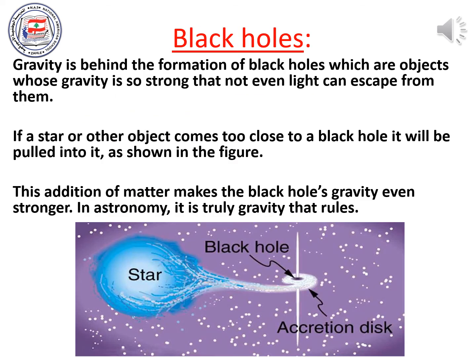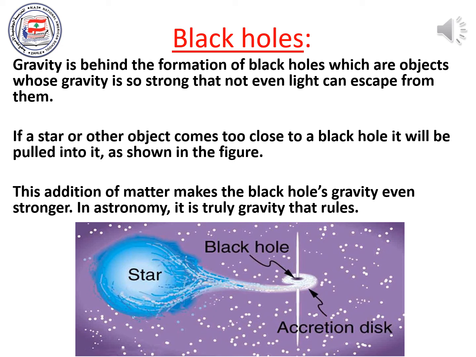Since we already stated that the gravitational force dominates in astronomical systems, we can talk about black holes, because black holes are a very important example for how gravity rules in astronomical systems. Gravity is behind the formation of black holes. What are black holes? They are objects whose gravity is so strong that not even light can escape from them. This is why they are called black holes. They are black because not even light can escape from them. This is how strong their gravitational force is.